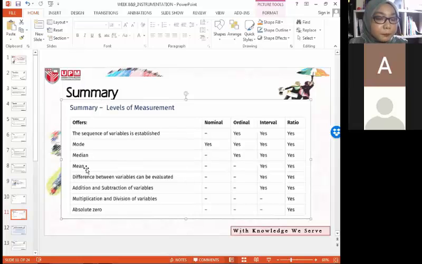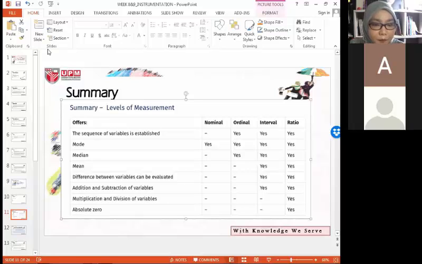Median ni apa? Nombor kat tengah. Penengah. Bukan mean, nombor kat tengah. Dia lain. It is different with mean. Okay, so for median ni, it is not possible to get the median for nominal because the numbering that we use only to differentiate between group only. But it is possible to get the median for ordinal, interval and ratio scale of measurement.